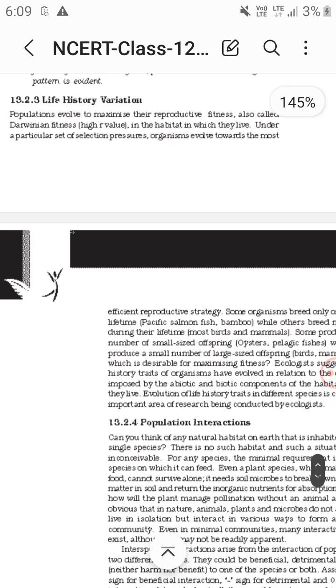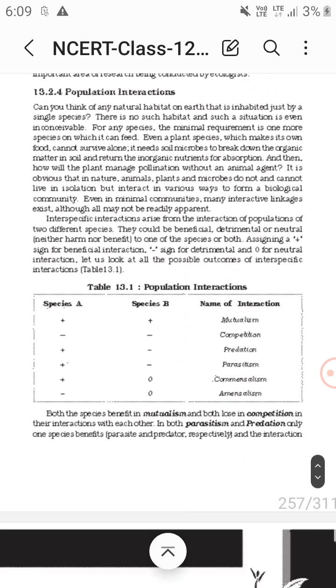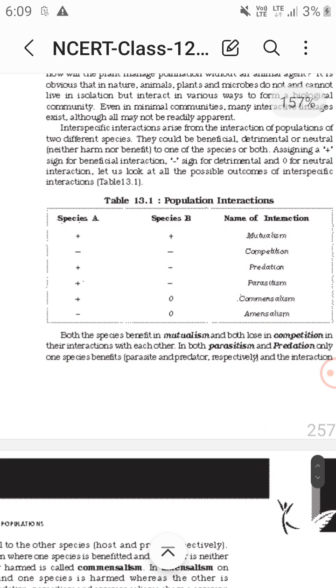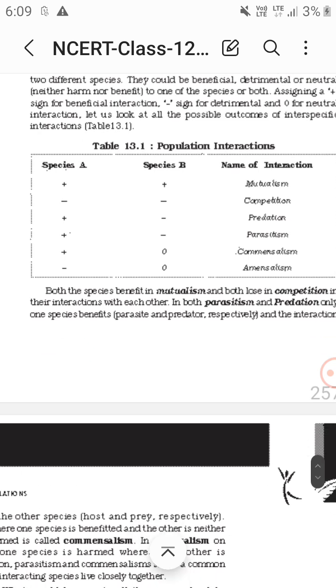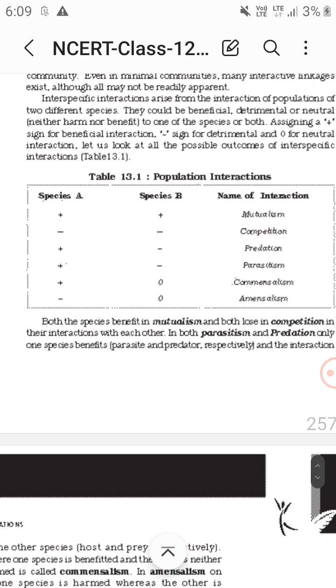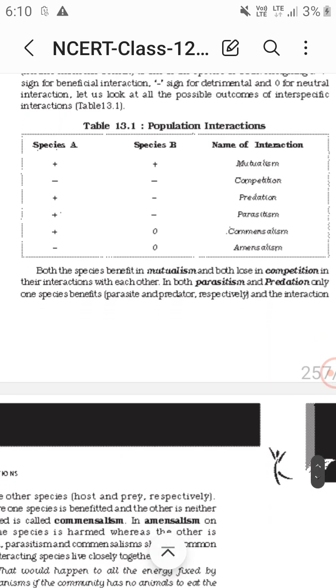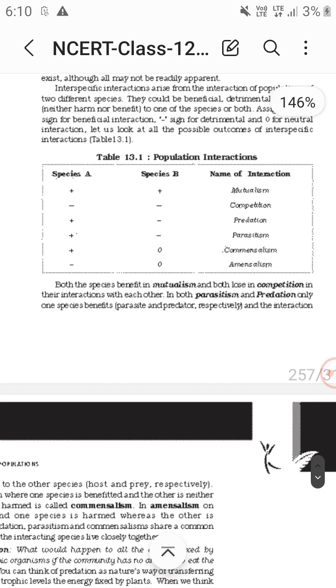Now life history variation. Now population interaction. So population interaction includes species A, species B, and the name of the interaction. So plus plus, that's mutualism; minus minus, that is competition; then plus minus, that is predation; then plus minus, that is parasitism; plus zero, that is commensalism; and minus zero is amensalism.